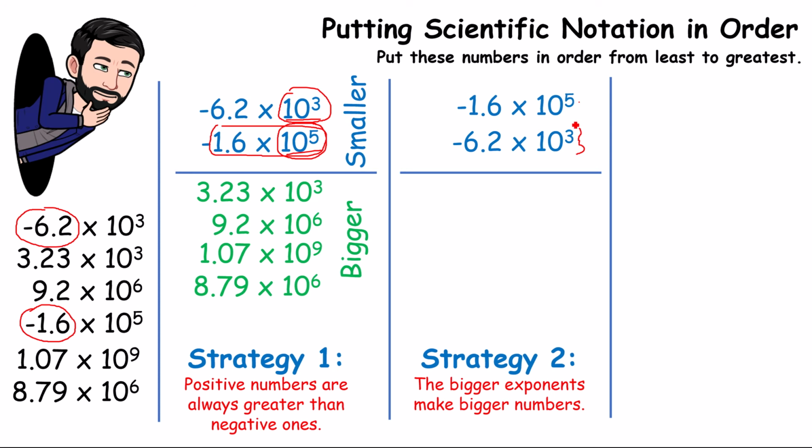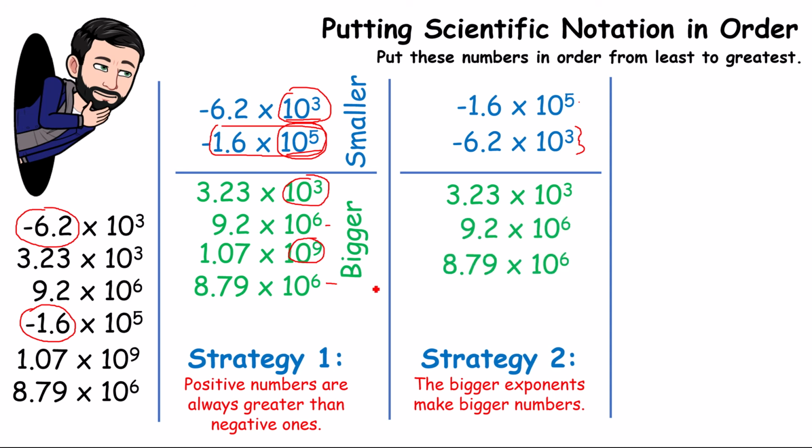Whew, that's taken care of. Let's come down here. We said bigger exponents are bigger numbers, so the biggest one is going to be 10 to the 9th. The smallest one is going to be 10 to the 3rd. Notice you have two 10 to the 6ths in here. I'm going to list those together. And I'm going to put my 10 to the 9th last.